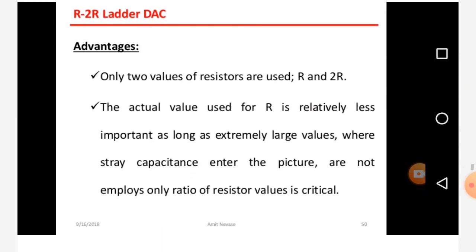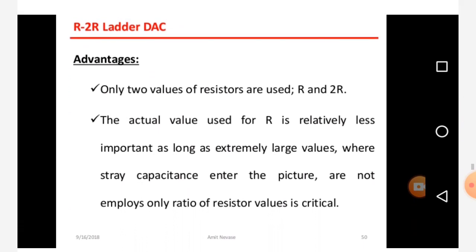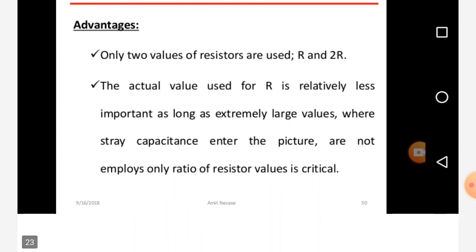Then what are the advantages of R to 2R ladder DAC? Only two values of resistors are used, R and 2R. The actual value used for R is relatively less important, as long as extremely large values where stray capacitance enters the picture are not employed. Only the ratio of resistor values is critical.